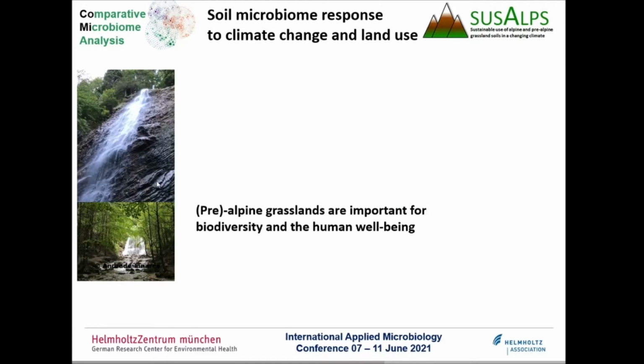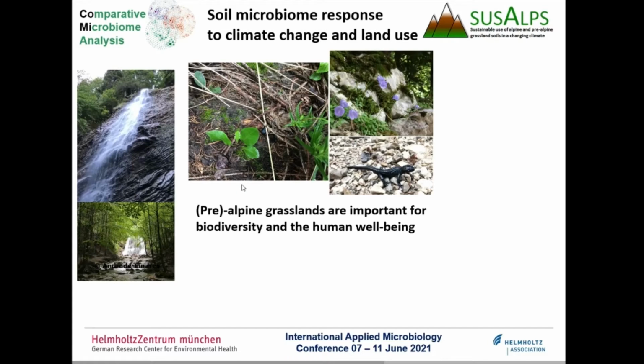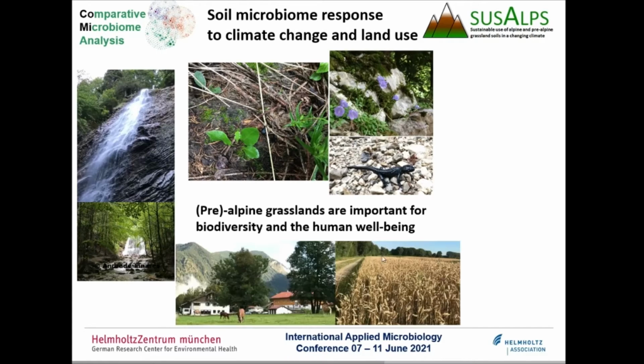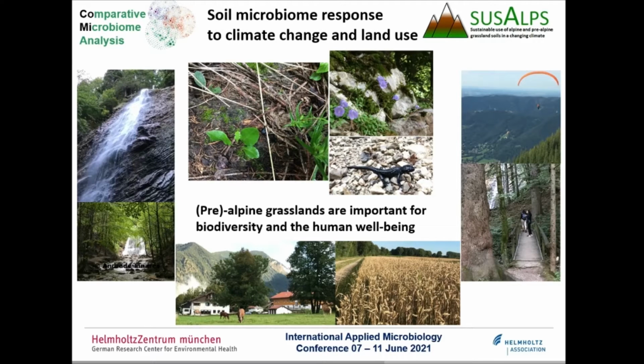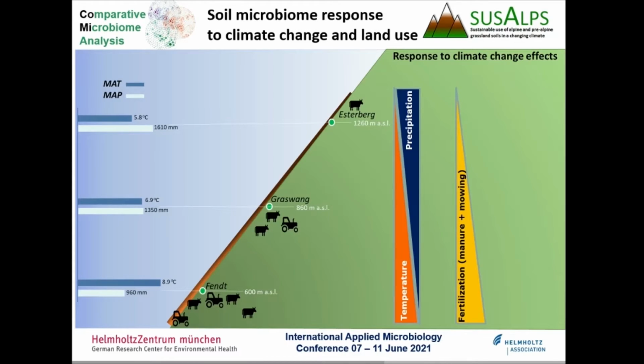Montane or pre-alpine grasslands are important for water retention, nutrient storage, biodiversity conservation, fodder production, as well as for human recreation and tourism. However, pre-alpine grasslands in Europe are exposed to increasing temperatures twice as fast as the global average, accompanied by increased land use intensity to improve productivity. Therefore, we investigate the combined effects of climate change and land use intensity, which is needed to further implement agricultural management strategies and avoid soil nutrient losses.